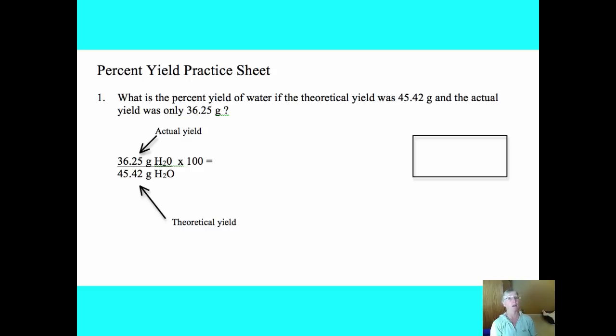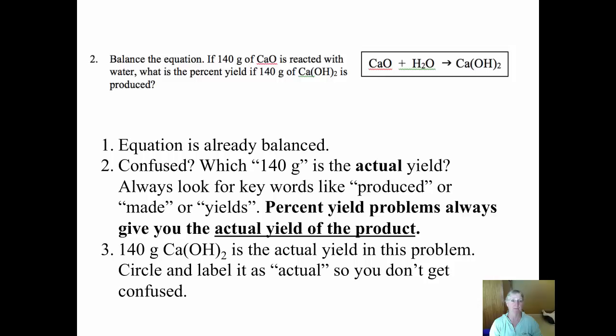Unless you didn't dry your copper or your silver properly and there was still some water in it. I'm referring to the labs we've done recently. So I'm not actually going to solve this problem because every one of you can divide 36.25 by 45.42 grams of water, times it by 100, and get the percent yield. Shortcut, when you multiply by 100, remember you can move the decimal point 2 places to the right.